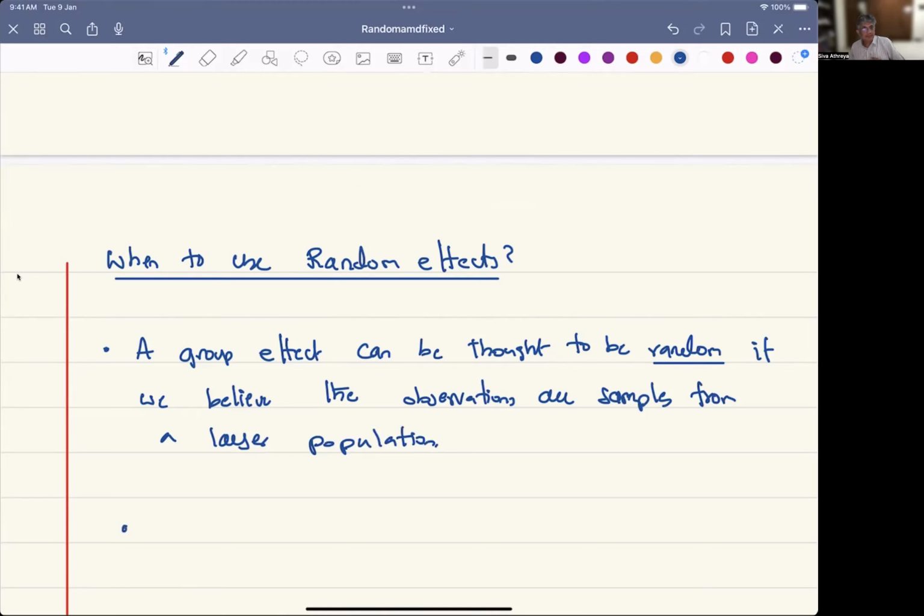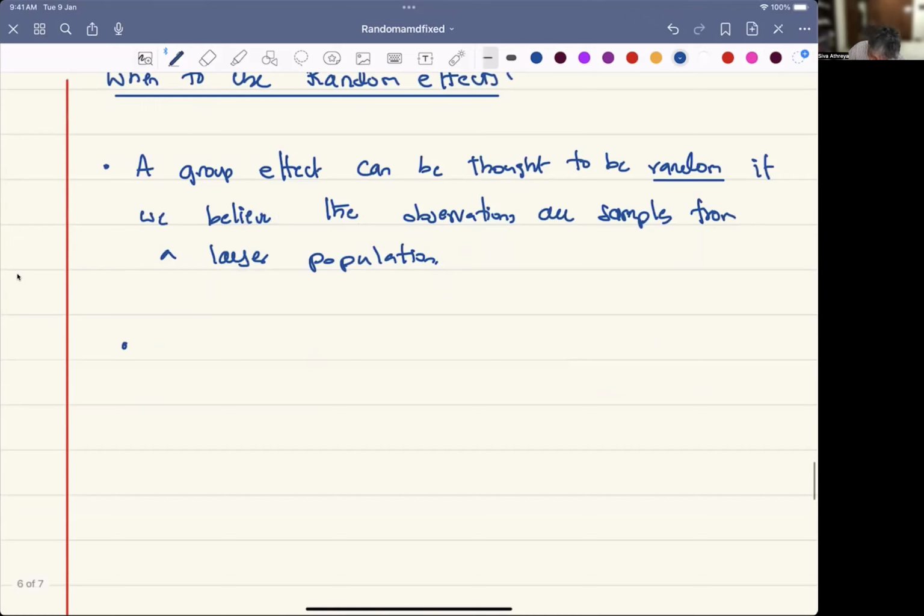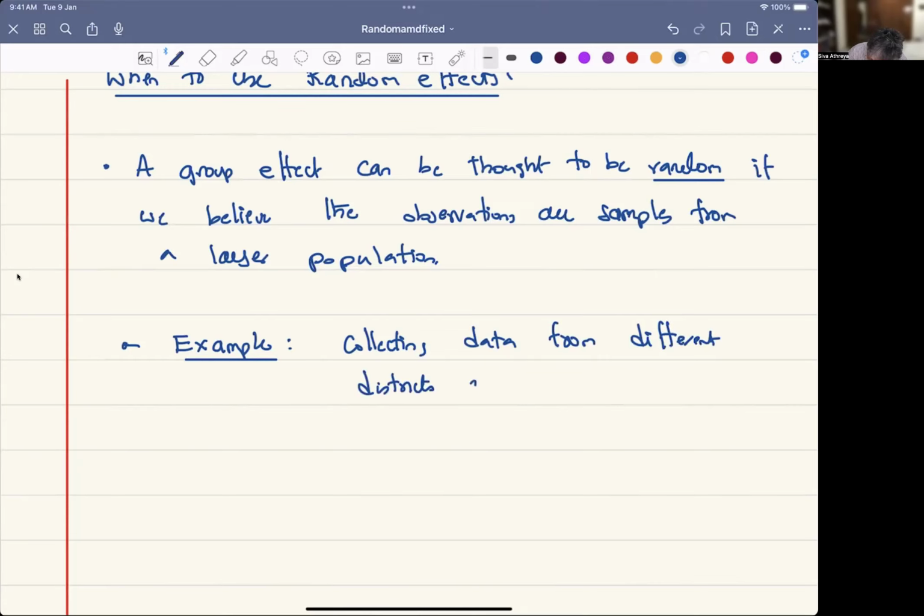One. The next thing is, for example, let's do an example. How do you think of a group as random? What do I mean by group? You're collecting data from different brands or different stores, let's say, or data from different districts of India. So here the districts may be thought of as random, because each one may have a random effect.